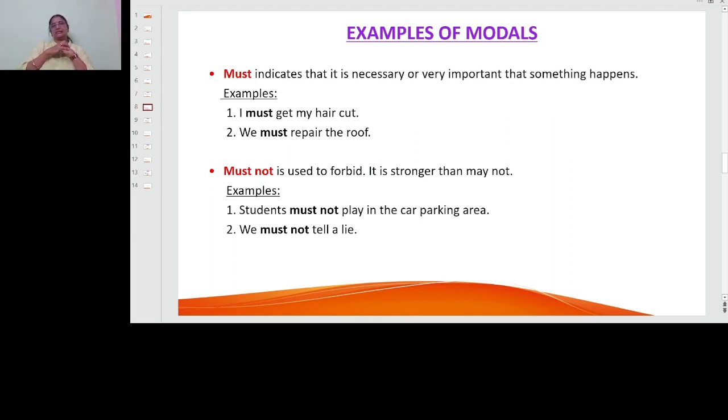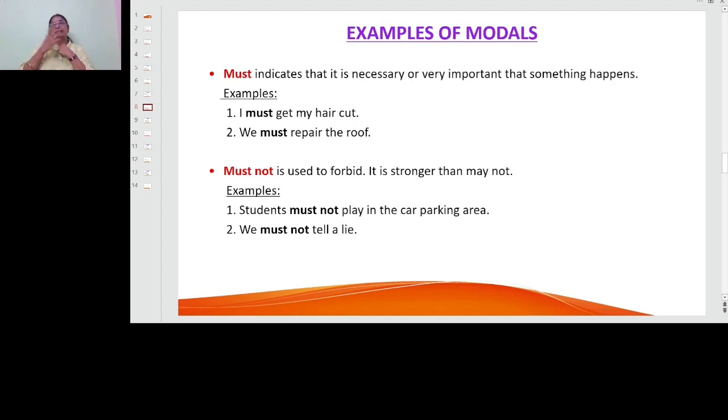Next, must. What is must? Must indicates it's very necessary, very, very important. So you must do that. And must not, you should not do that. Must is definite, it is an order, something like that, you must. So must indicates that it is necessary or very important that something happens.